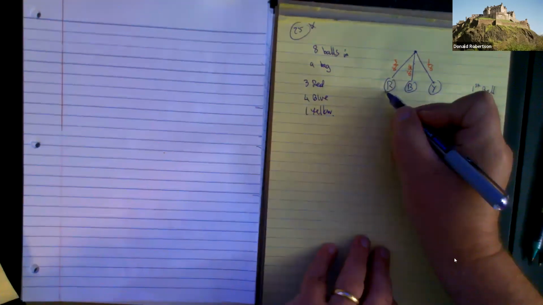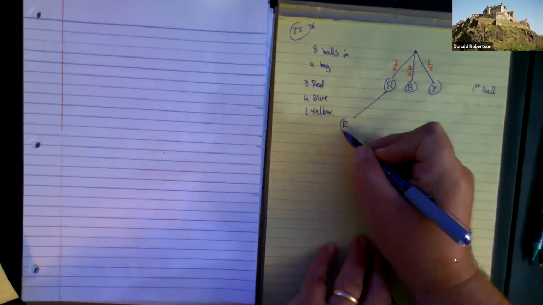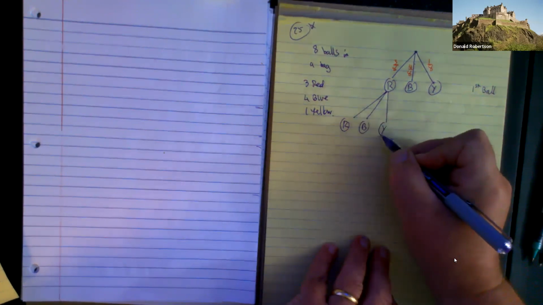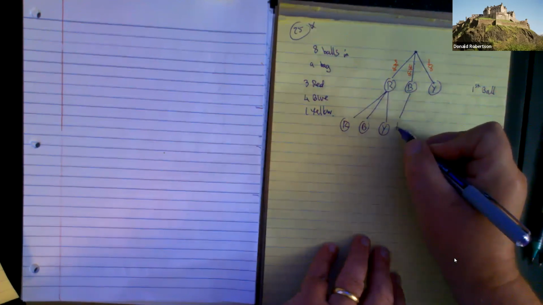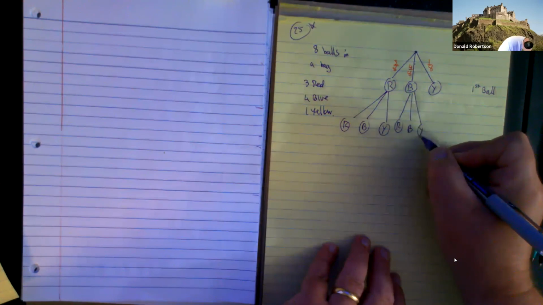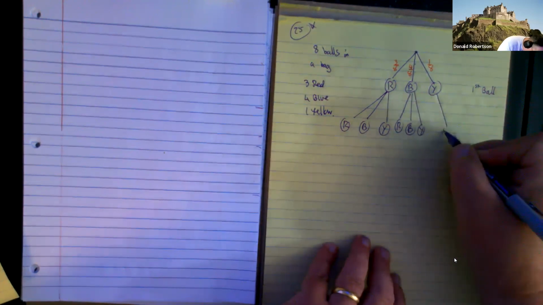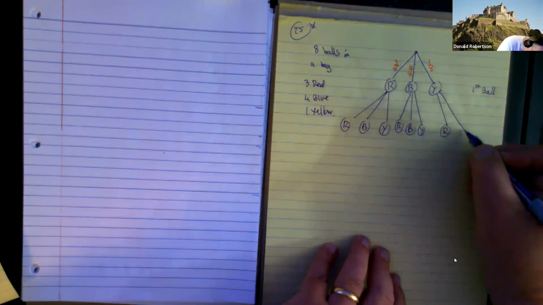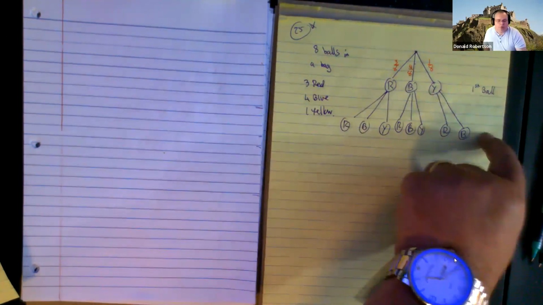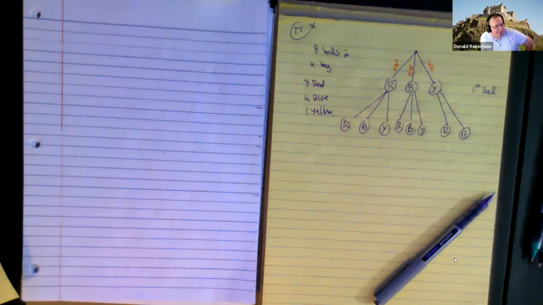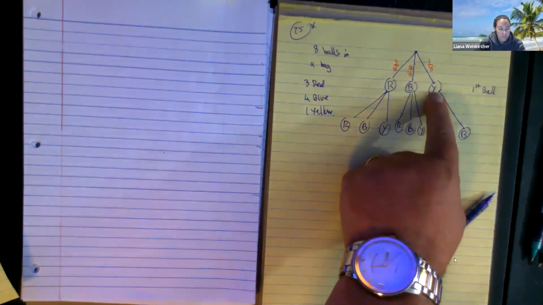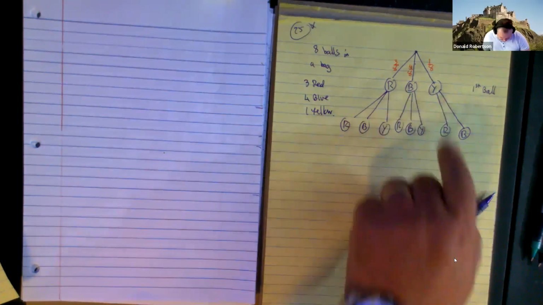Now, the red one, you could get a red, you could get a blue, or you could get a yellow. And then you could get a red, you could get a blue, or you could get a yellow. And lastly, you could get a red or a blue. Why does that last one not have a yellow choice? Because there's only 1 yellow, and it's already used.